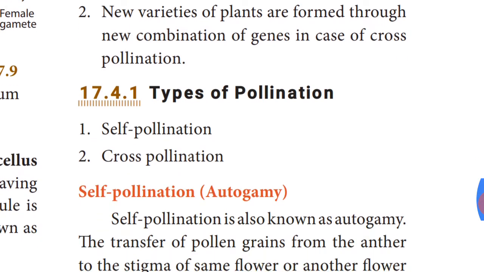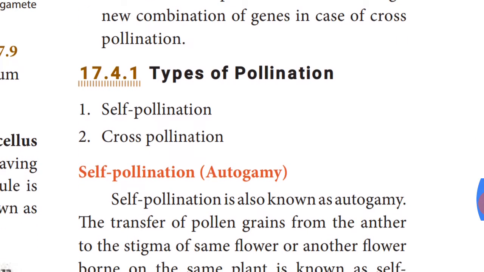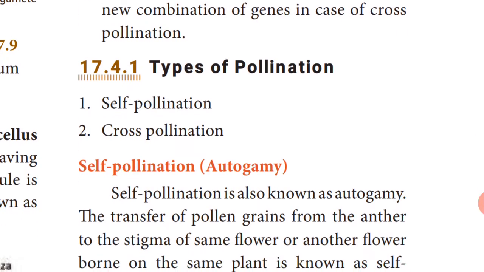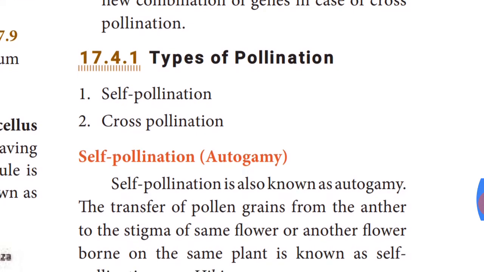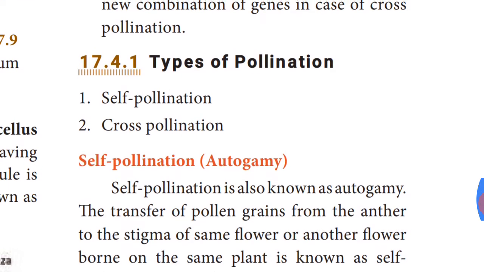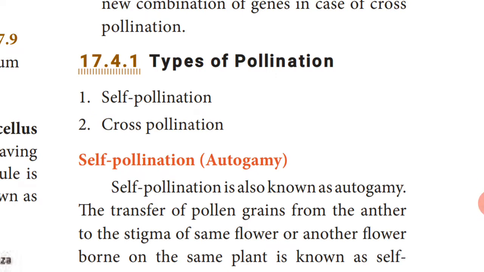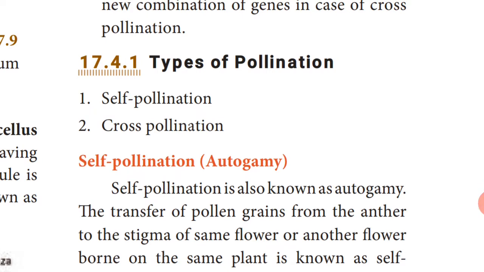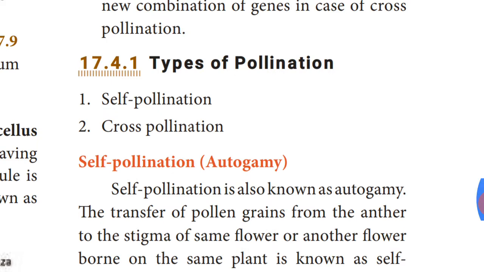Next, types of pollination: self-pollination and cross-pollination. Pollination means the transfer of pollen grains from the anther to the stigma. So, what are the types of pollination? It has two types, self-pollination and cross-pollination. Self-pollination is otherwise called autogamy, and cross-pollination is otherwise called allogamy.